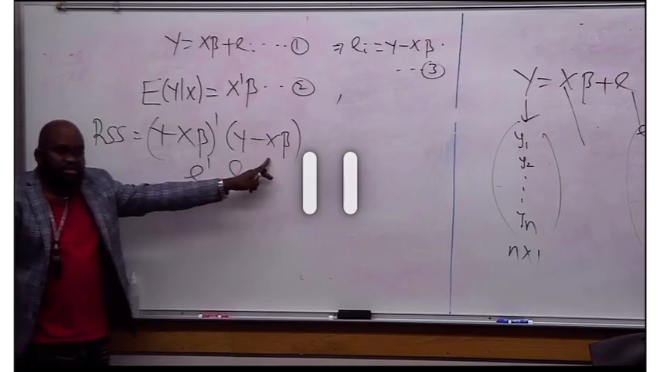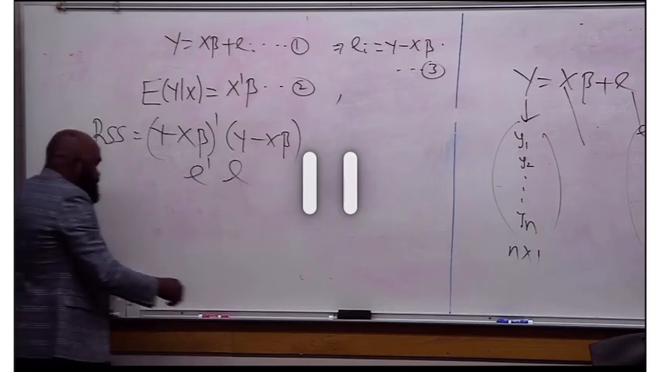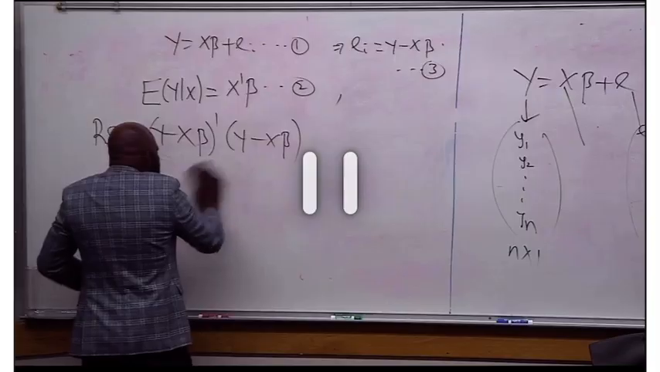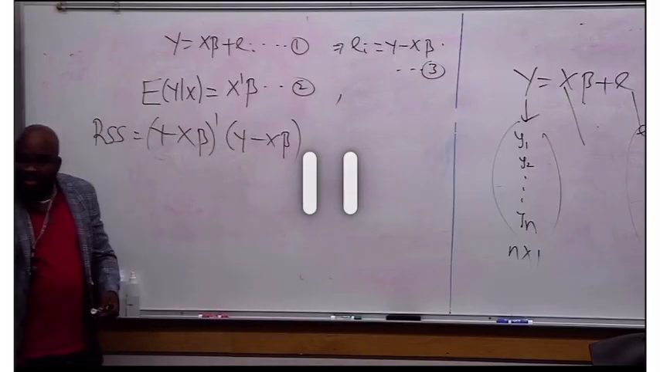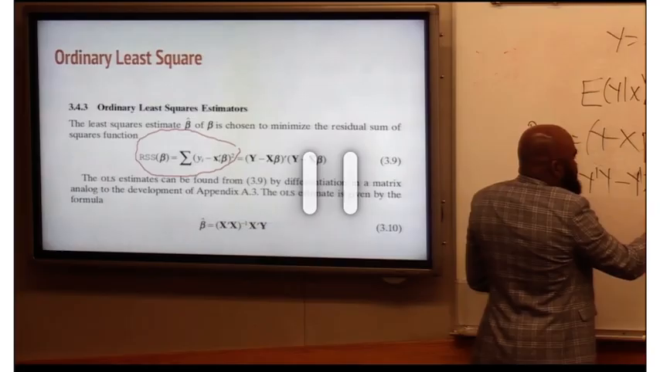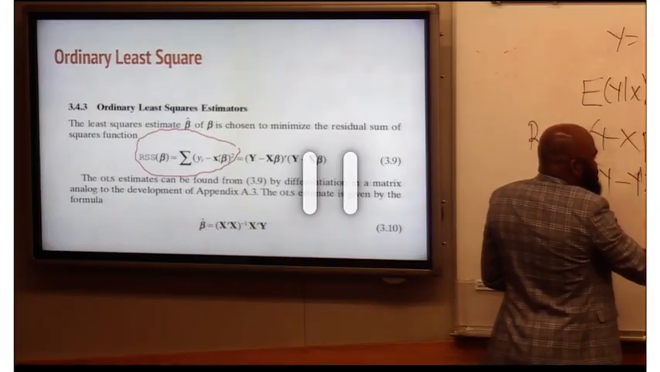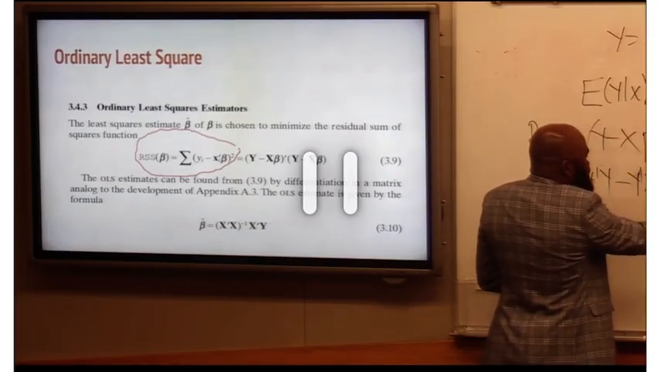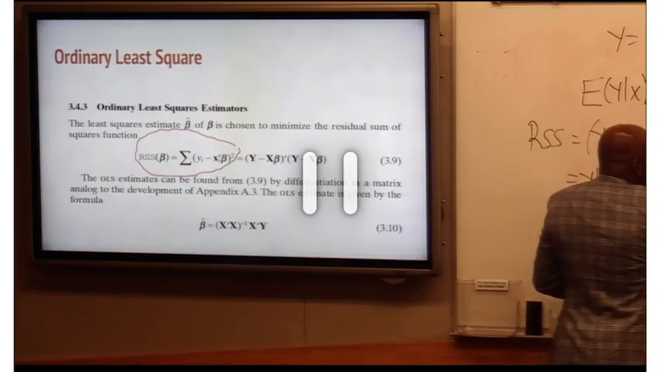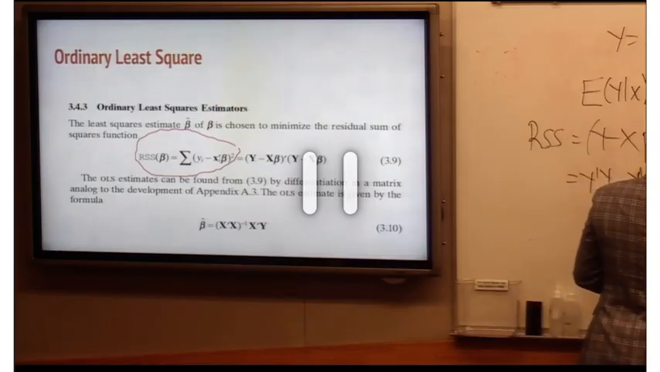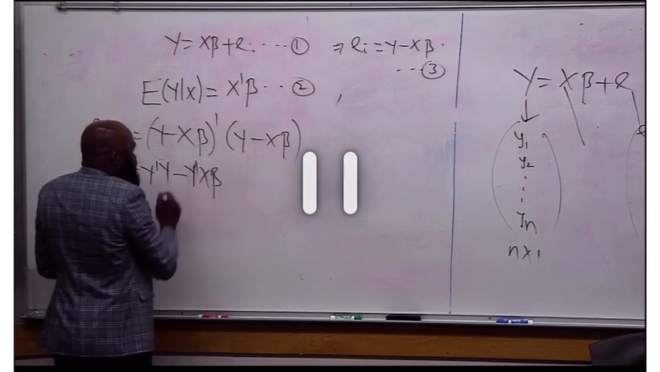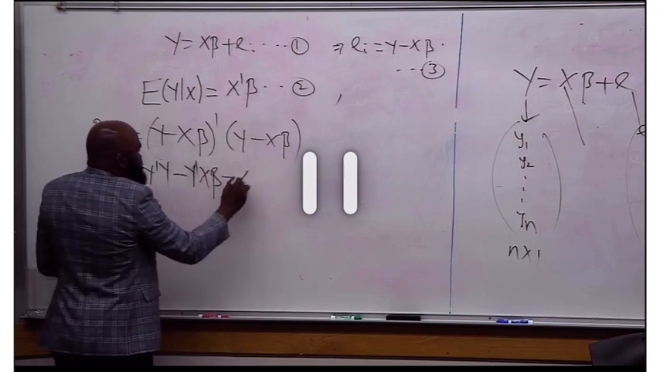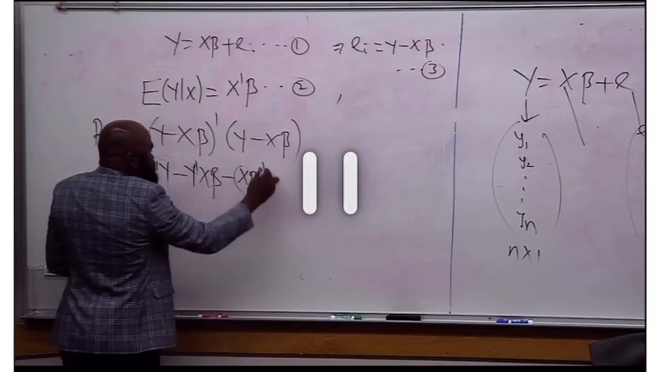y transpose x beta. Okay, so I'm actually going to have y transpose x beta here, minus x beta transpose y, negative, negative, positive, okay, x beta transpose x beta. Look at the way I try to use this to multiply that, this to multiply that. That's what I have.